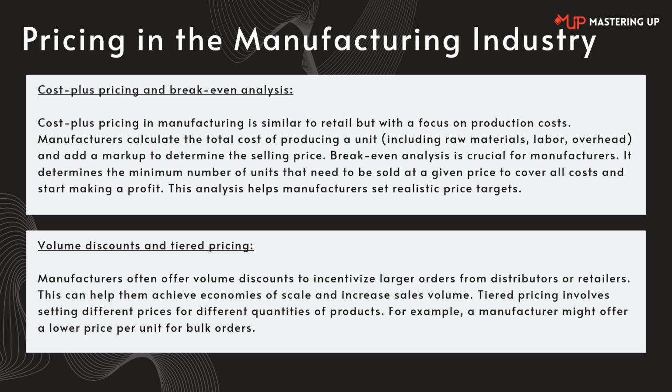Volume discounts and tiered pricing. Manufacturers often offer volume discounts to incentivize large orders for distributors or retailers. This can help them achieve economies of scale and increase sales volume. Tiered pricing involves setting different prices for different quantities of products. For example, a manufacturer might offer a lower price per unit for bulk orders.